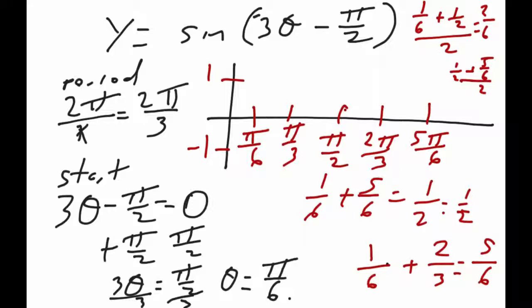Now, because nothing changed with the y values, we go from negative 1 to positive 1. We make it look like our regular sine curve, which means we start in the middle, go to the top, go to the bottom, then back to the middle. So this is one cycle of the sine curve.